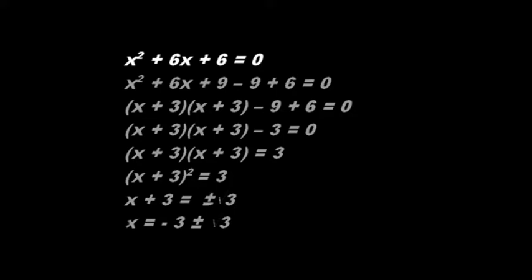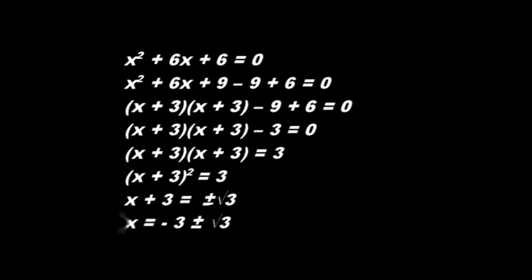Coefficient of x is 6. We halve the 6 to get 3 and square it, add it on and subtract it off, and the plus 6 is still there. Now we can factorize the first three terms to get x plus 3 multiplied by x plus 3, which gives us the perfect square. x plus 3 squared equals 3. x plus 3 equals plus or minus the square root of 3, and then x equals minus 3 plus or minus the square root of 3.